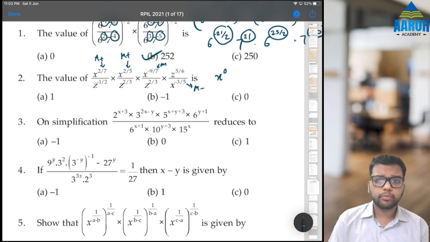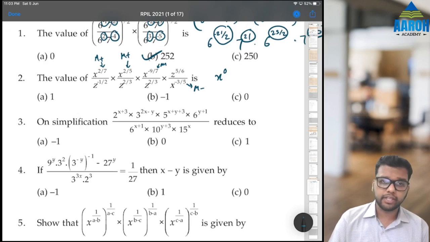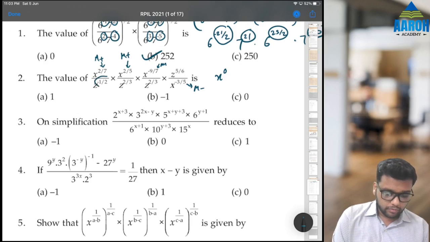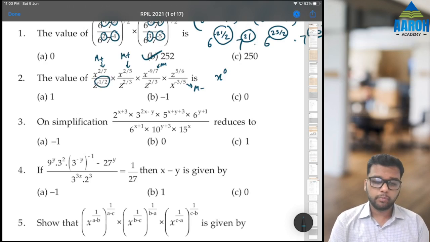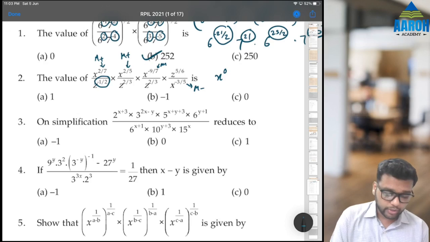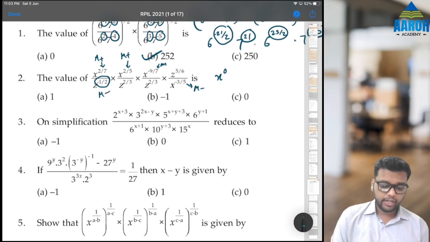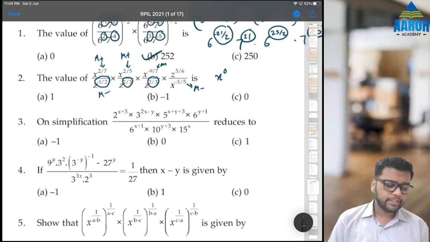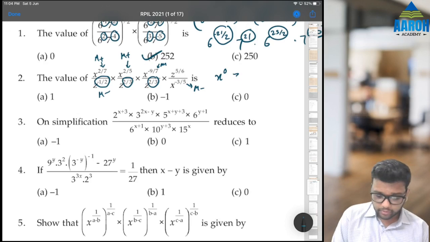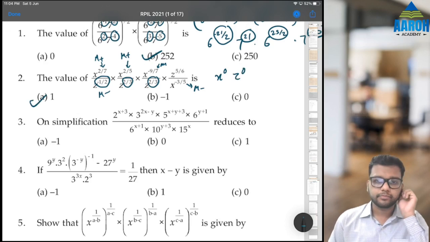For z let's follow the same process. On top is 5 by 6 M plus, 1 by 2 negative, so 1 by 2 plus minus sign, M minus because it is in the denominator, then 2 by 3 M minus, once again 2 by 3 M minus. If you press MRC you get 0.000001, that is 0. So anything raised to 0 is 1, so the answer will be 1, option A.